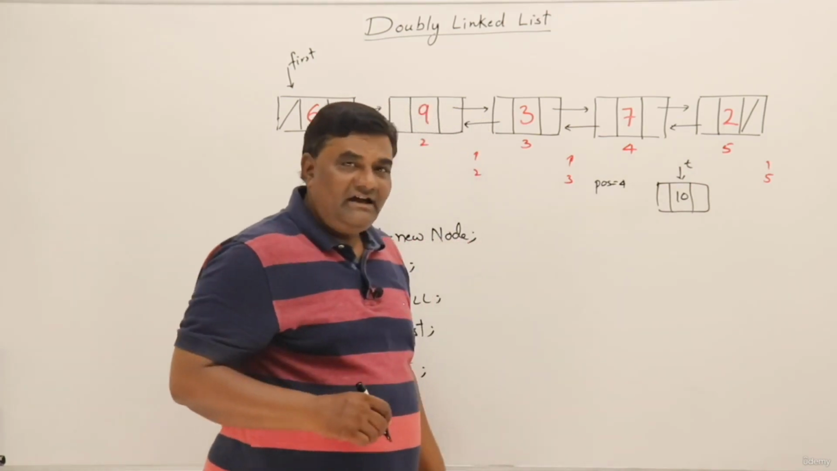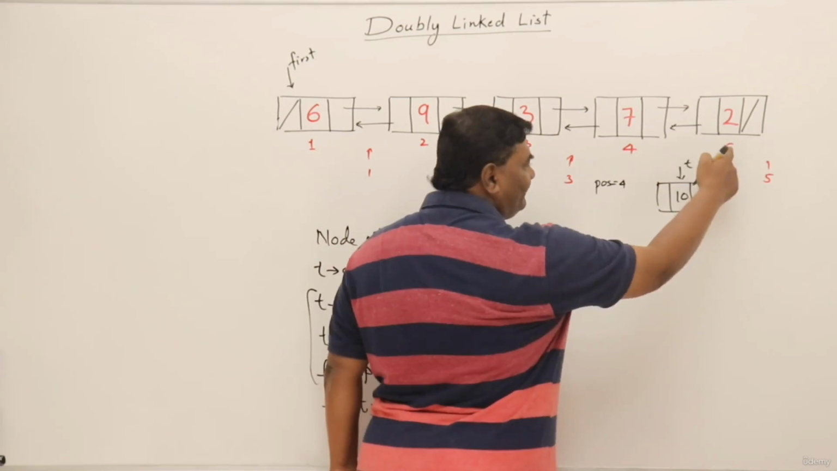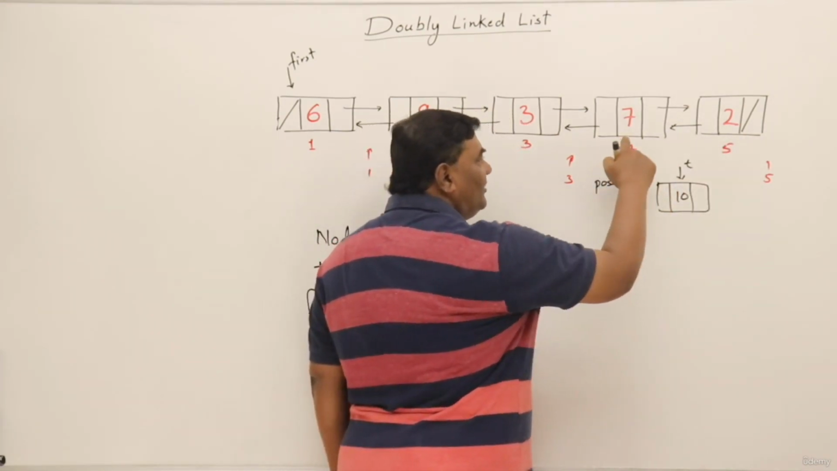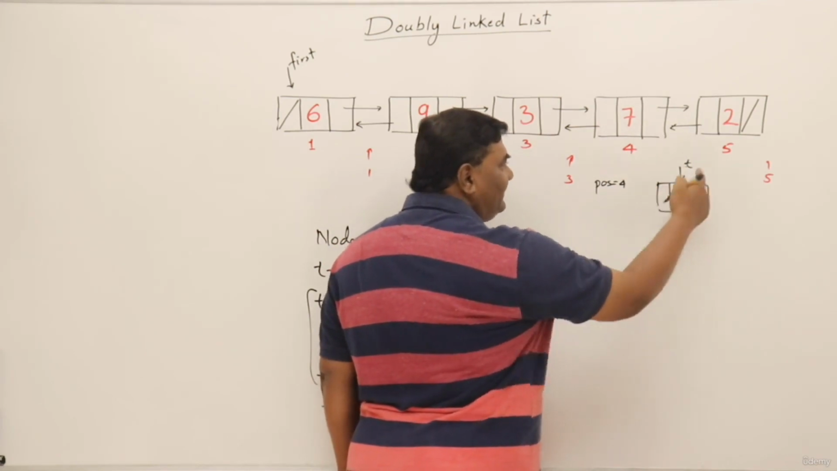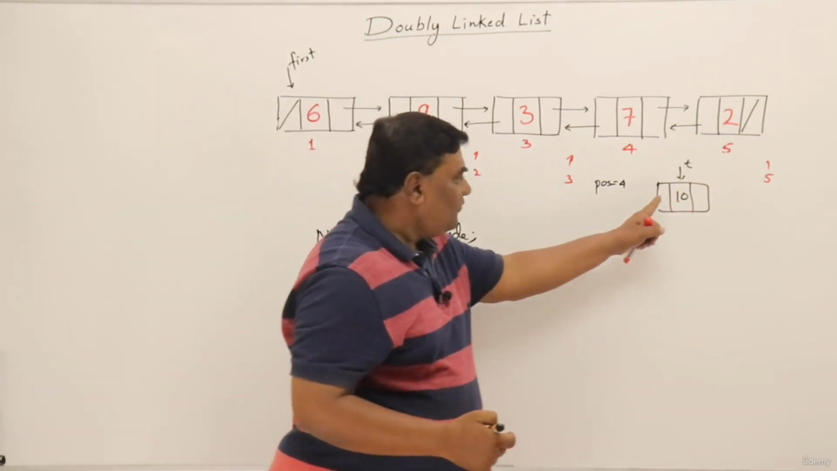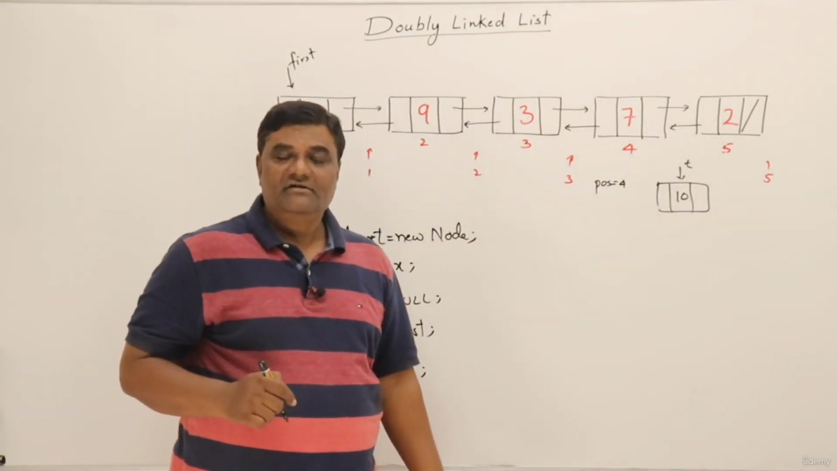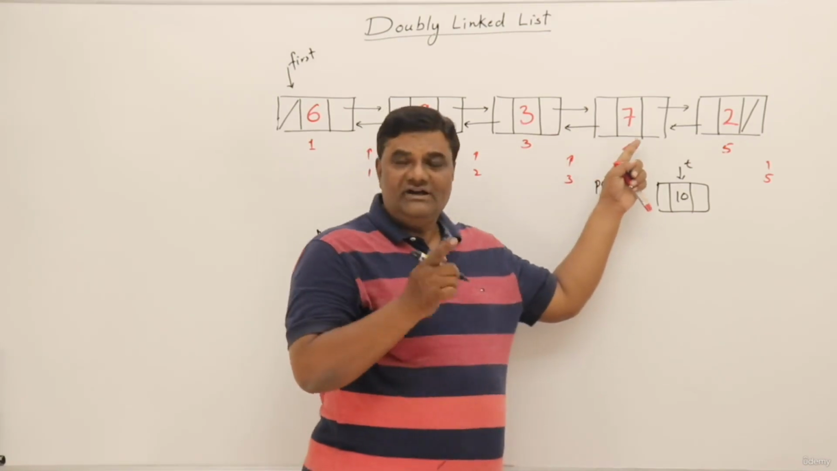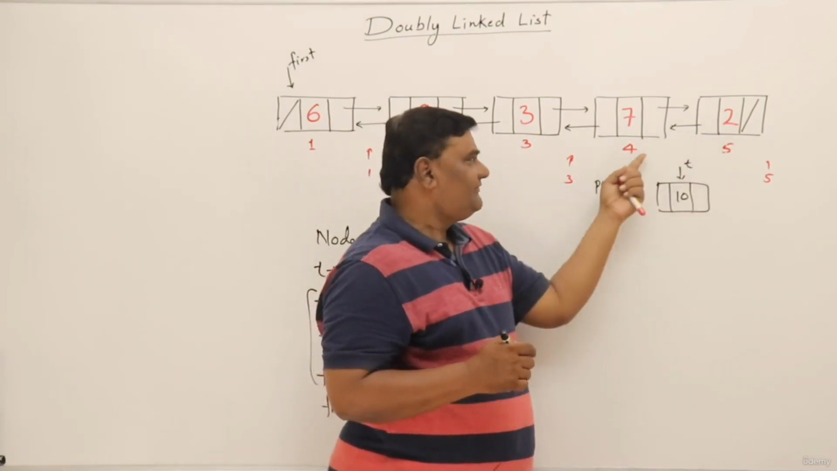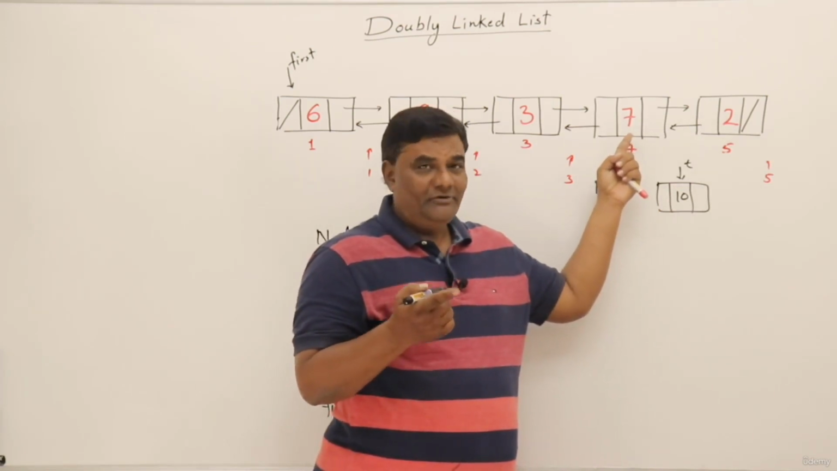So what are the links I have to modify? I should make this T's next point on 5, previous point on 4. Then 4's next should point on T, 5's previous should also point on T. So total 1, 2, 3, 4. 4 links I have to modify. So for modifying these nodes, I should have a pointer over this node. Do I need on both the nodes or just one node is sufficient? I think on one node a pointer is sufficient.